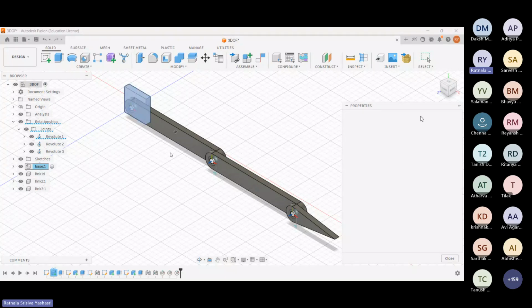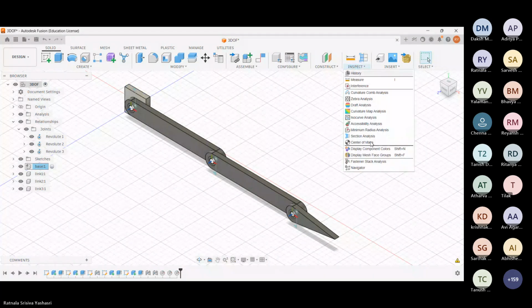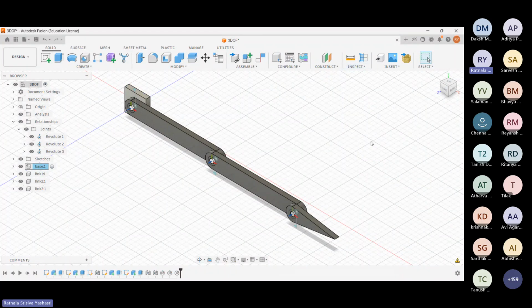But okay, the option is pretty easy to find. Just under properties, you get it under physical. And another way we can find the center of mass is under inspect. Scroll down to center of mass, and you can just select a specific body or a combination of bodies.